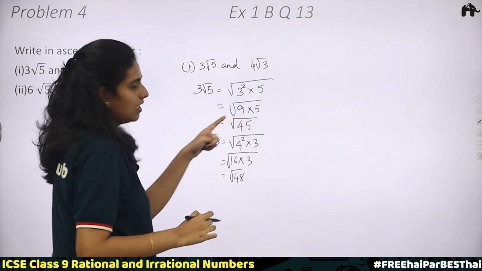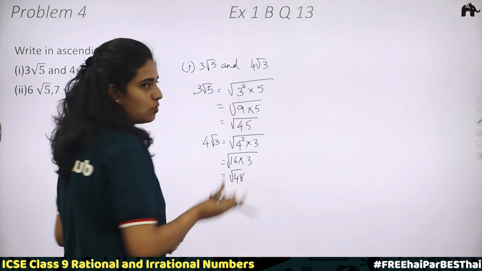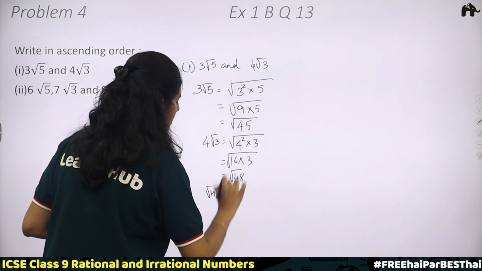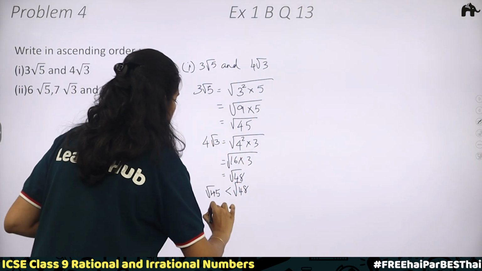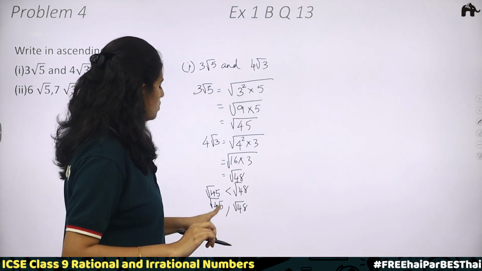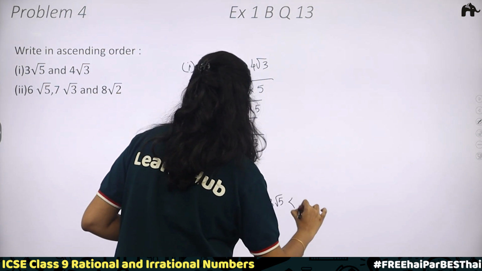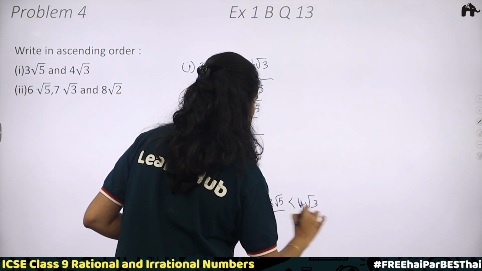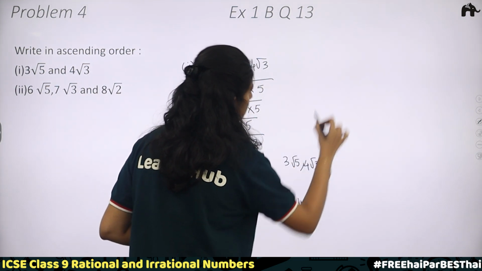So which one is greater? Here we have √45 and √48. If √x is greater than √y, then we know x is greater than y. Here √45 is less than √48. When you put in the ascending order, you will have √45, next √48. So √45 is 3√5, which is less than 4√3. So the ascending order is 3√5, 4√3.